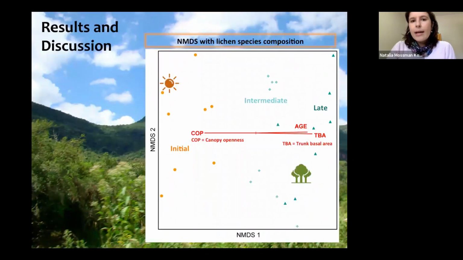So when you look at the NMDS with lichen species composition, we can see that initial, intermediate, and late stages were completely different based on their cover and species composition. So initial stages, as I mentioned before, had higher canopy openness, while late stages with older forests also had a greater trunk basal area and lower canopy openness.